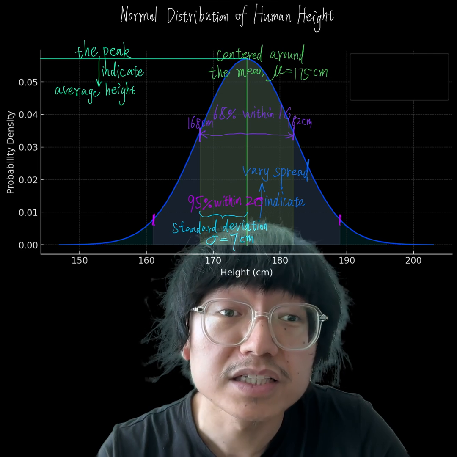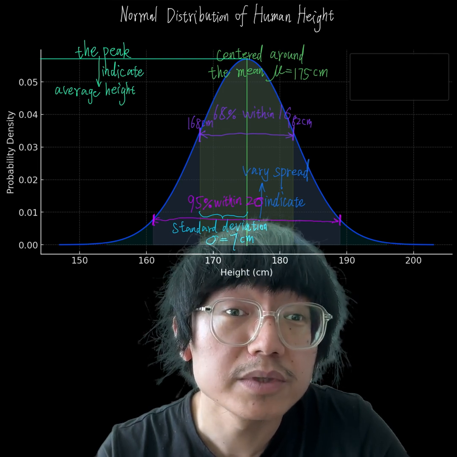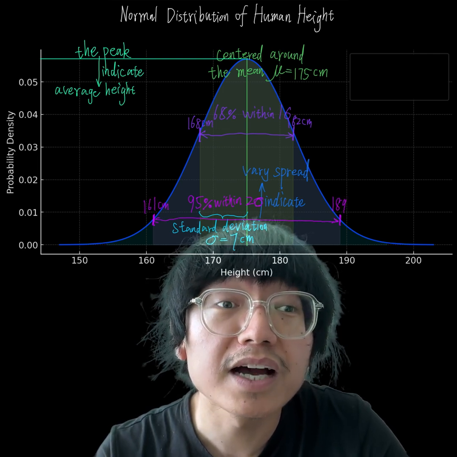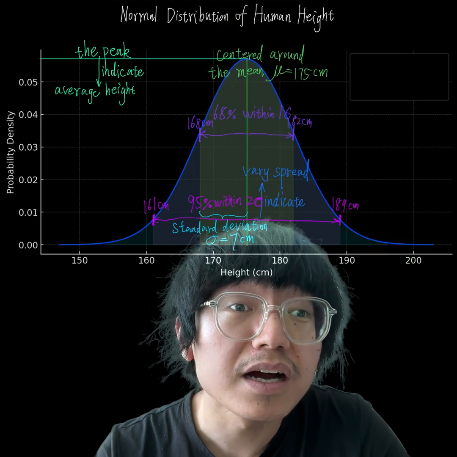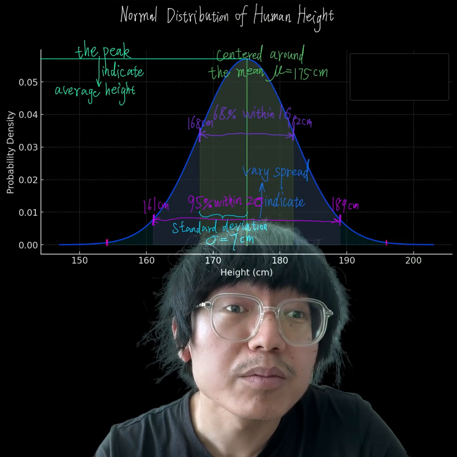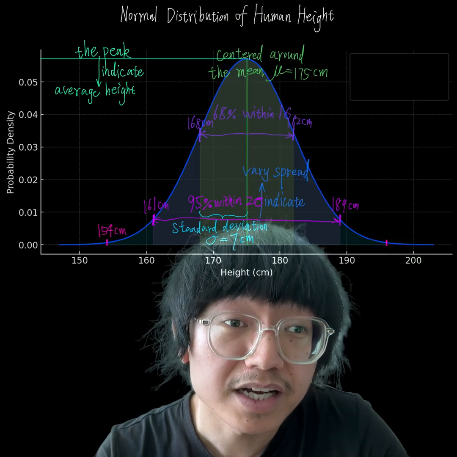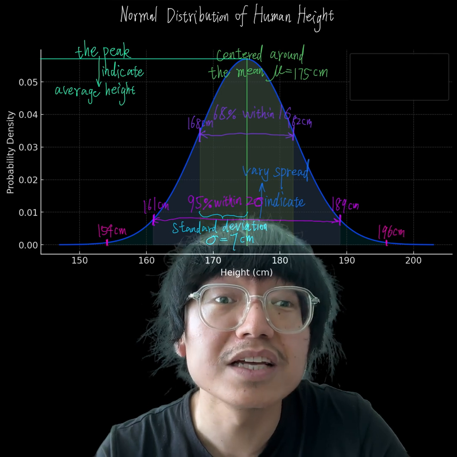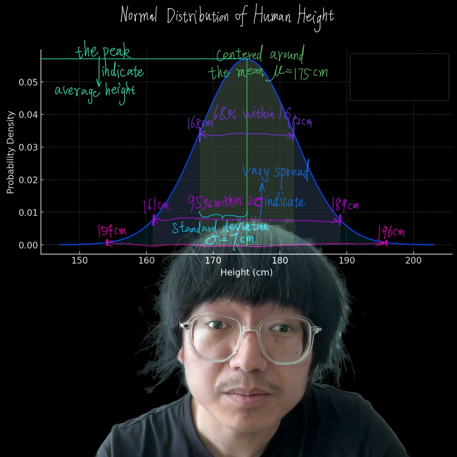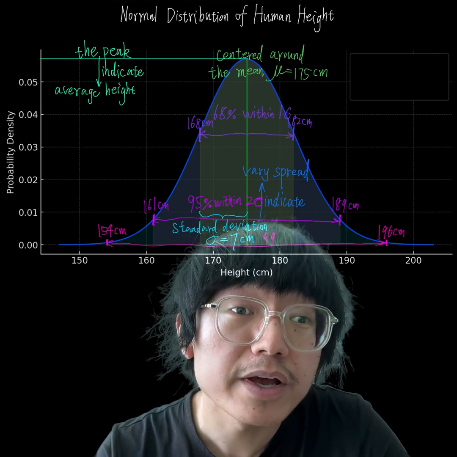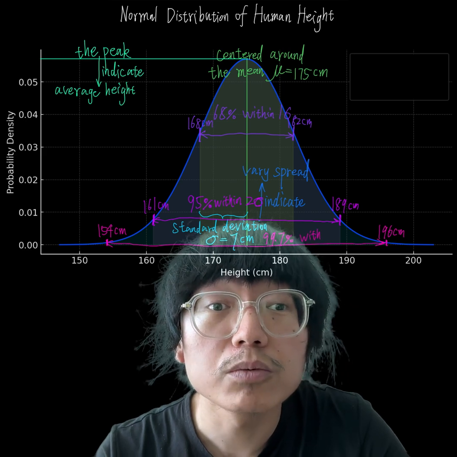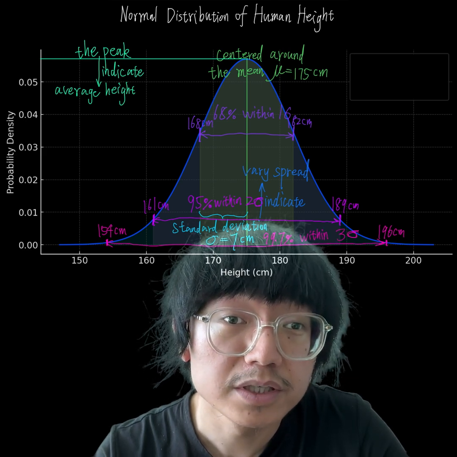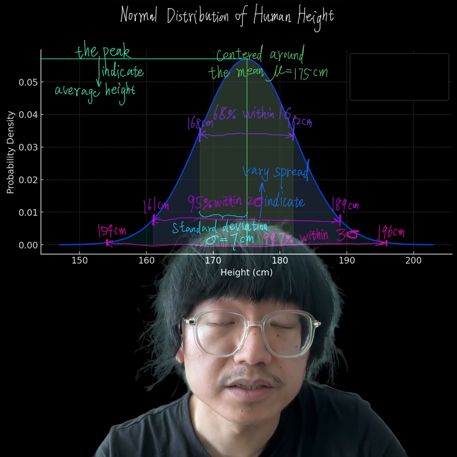This area extends from 161 cm to 189 cm, and approximately 99.7% of the data is within 3 standard deviations, 3 sigma, from the mean. Its range spans from 155 cm to 196 cm.